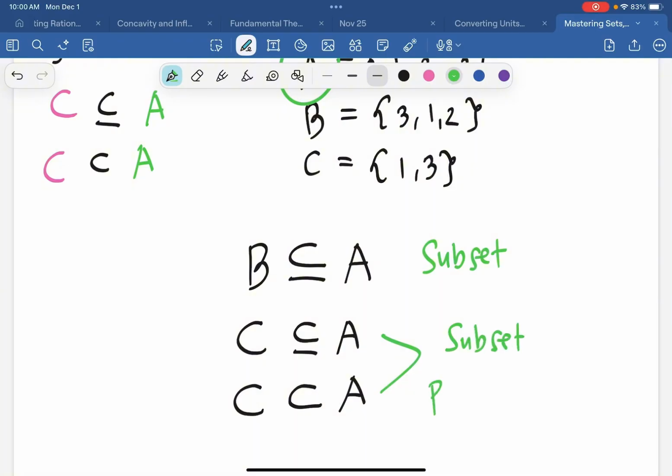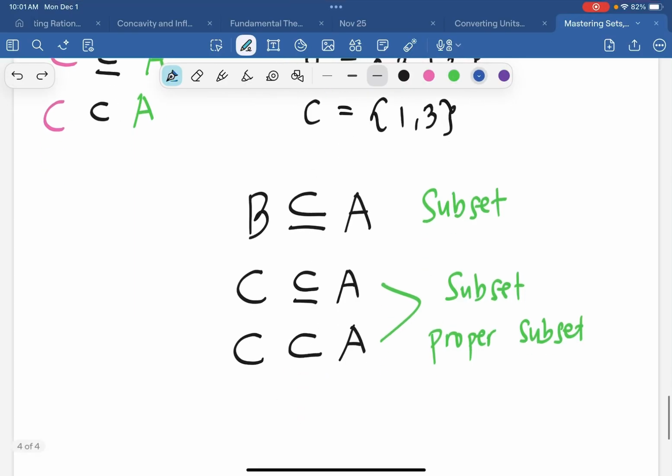So C is a subset of A, and at the same time, C is a proper subset of A. Just a quick thing, always remember that a proper subset will always be smaller compared to the original set. Remember this. Think of this as less than. So we could say C is less than A. That's it.